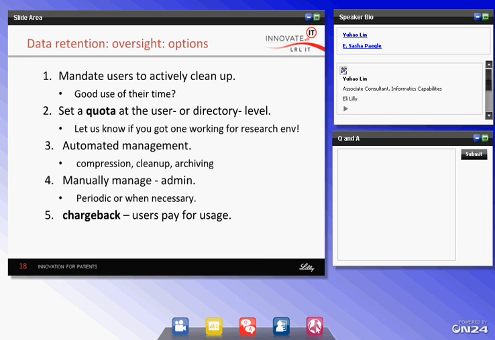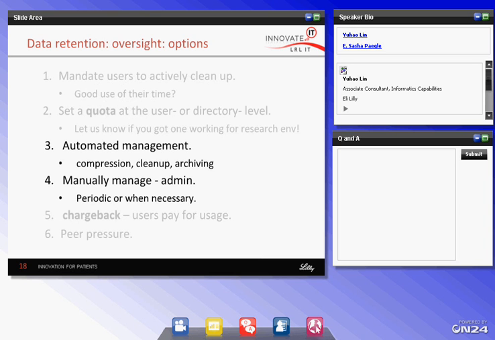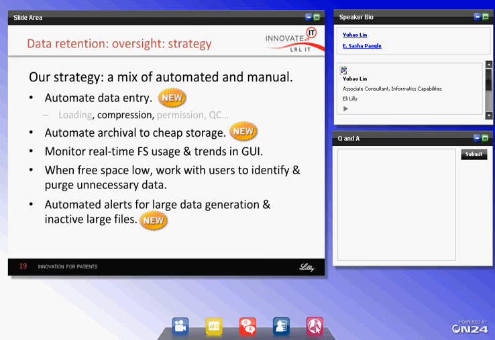Another option is chargeback, where if someone wants an amount of space, they need to pay for it. This is an example of something that would slow things down. They need to get approval and that sort of thing, and so we don't do that. What we do is a mix of automated management and manual intervention. So our strategy is exactly that. And here's just some examples of what is automated and what's not automated.